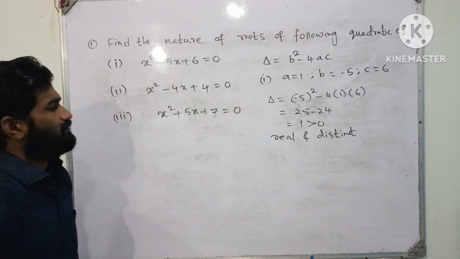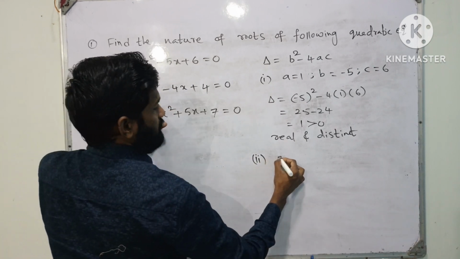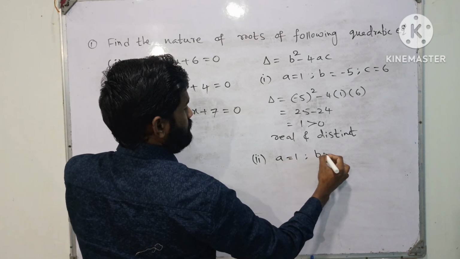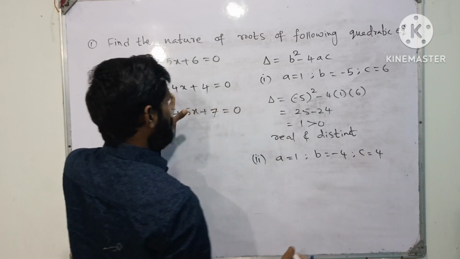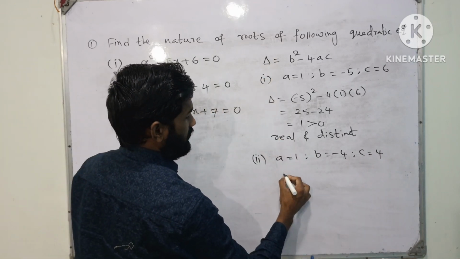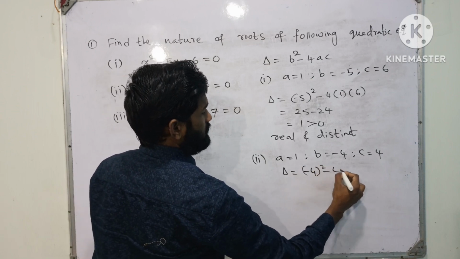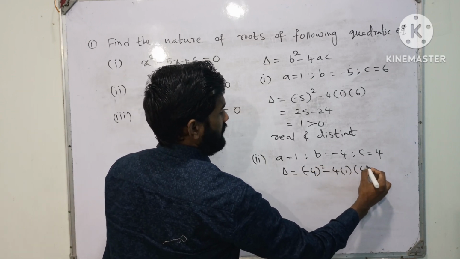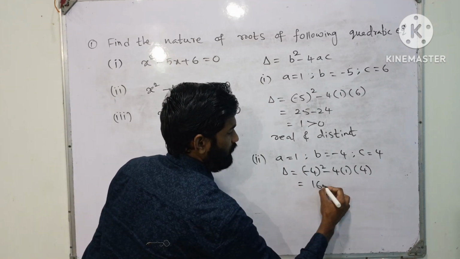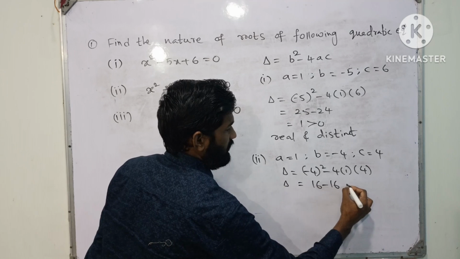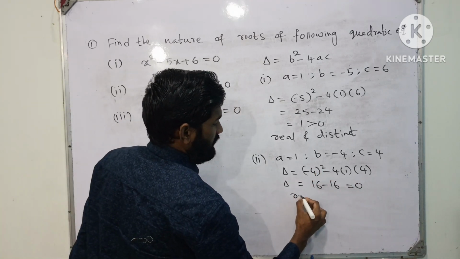Okay. Now what is the second problem? What is the second problem we have? A value is 1. Ax square means a value is 1. B value is minus 4. And c value is 4. Now just substitute in discriminant. What will you get? Discriminant is equal to b square minus 4ac, that is minus 4 whole square minus 4 into a, c value is 4. Now what is minus 4 whole square? 16, and 4 4s are 16. So discriminant we are getting 0, means discriminant equal to 0 means roots are real and equal.